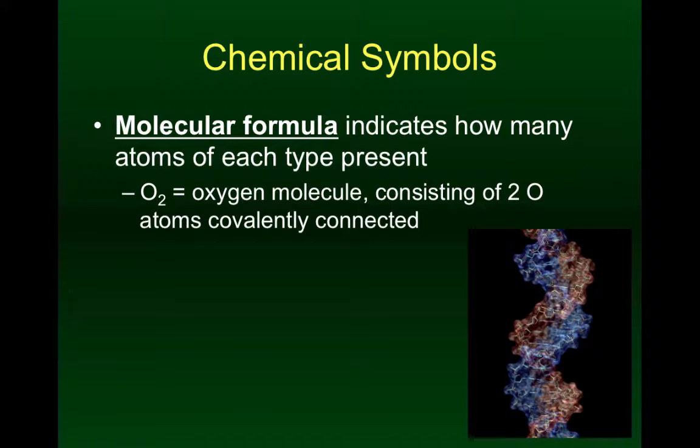We haven't really talked too much about what that means. When we say covalently, that's a type of bond. And this type of bond in particular is going to consist of an even sharing of electrons between the 2 oxygen atoms.